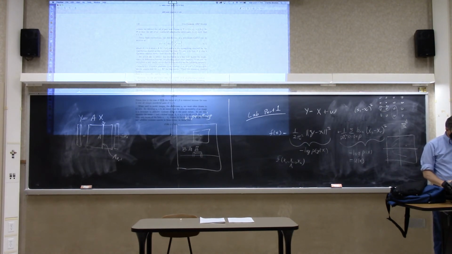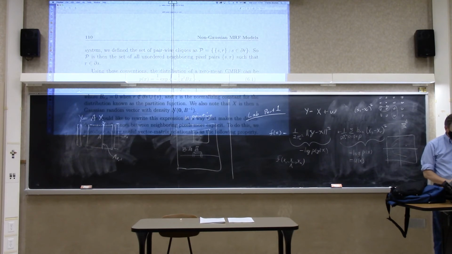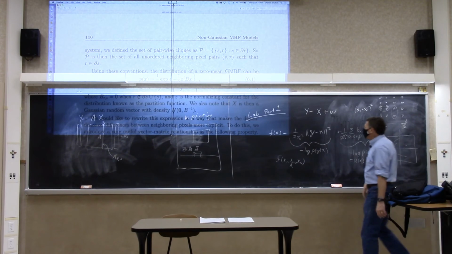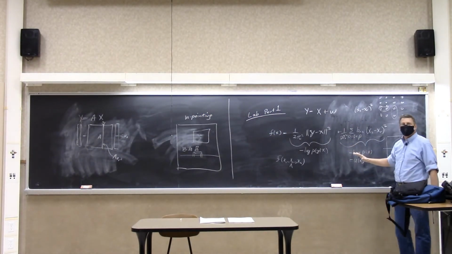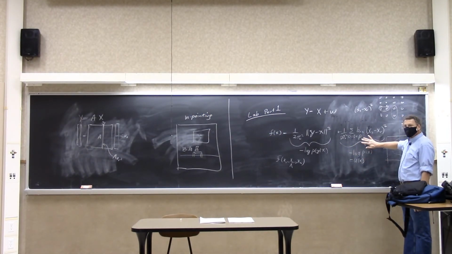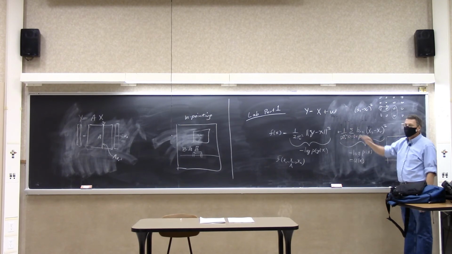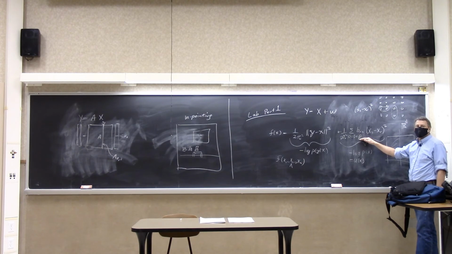Okay, now the problem is this. So this is all good, and if this truly was the distribution in the image, then this would be the MAP estimate. But this isn't the distribution of an image. Why? Because images don't look like this at all. Real images don't look like this.